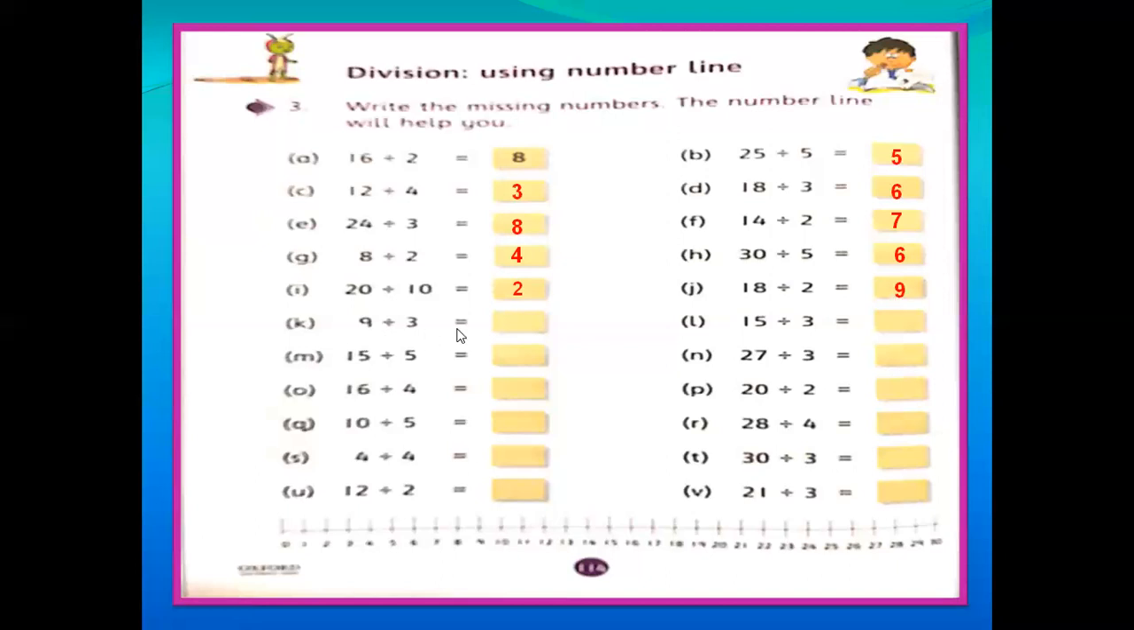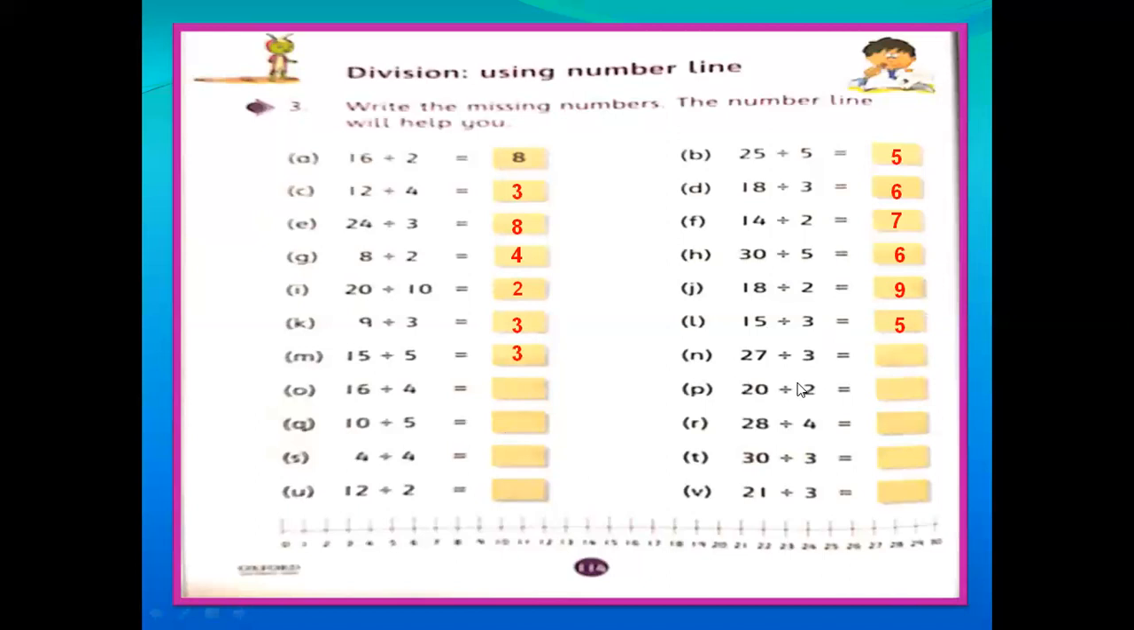9 divided by 3. 3 ones are 3, 3 twos are 6, 3 threes are 9. So 3 threes are 9. 3 is our answer. L part, 15 divided by 3. Again, 3 ones are 3, 3 twos are 6, 3 threes are 9, 3 fours are 12, 3 fives are 15. 5 is our answer. 15 divided by 5. 5 ones are 5, 5 twos are 10, 5 threes are 15. So 3 is our answer.